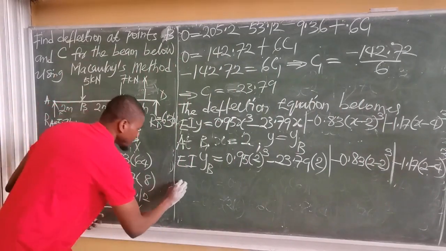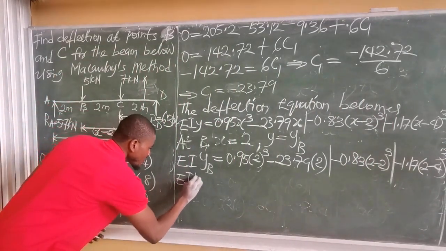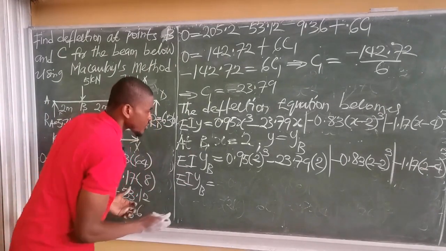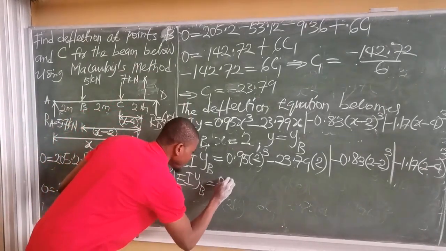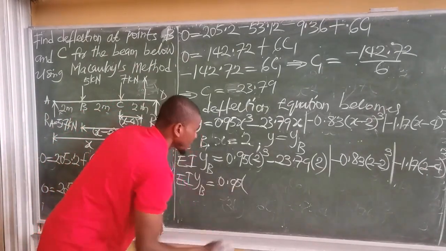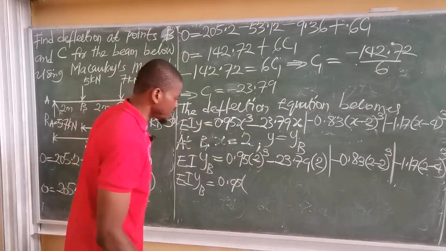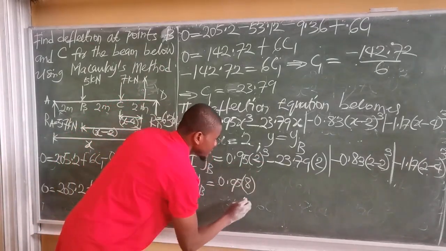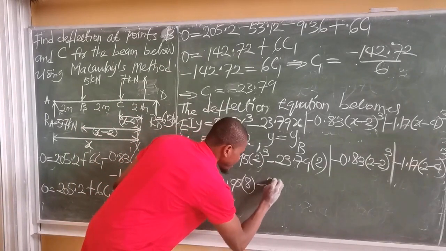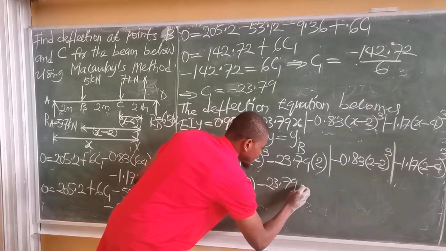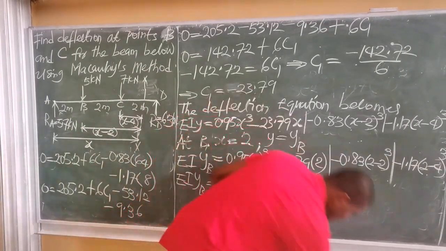So this is simply EI YB is now equal to 0.95 multiplied by 2 to the power of 3, which is 8. I simply have 8 minus 23.79 times 2.